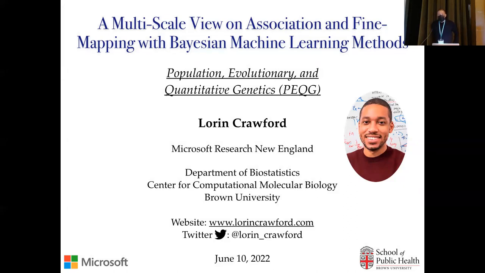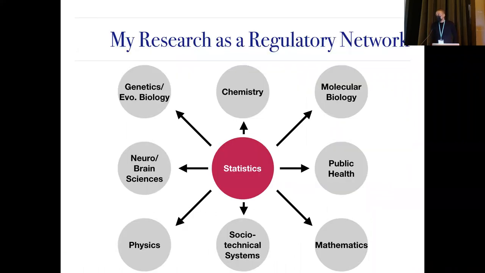Hi, my name is Lorin Crawford. I'm a researcher at Microsoft Research and a professor at Brown University. For those of you who may not know me, and I'm going to talk a lot about self-identifying here, I self-identify as a statistician who works across many different domains, taking pieces of those things to understand this genotype to phenotype map.